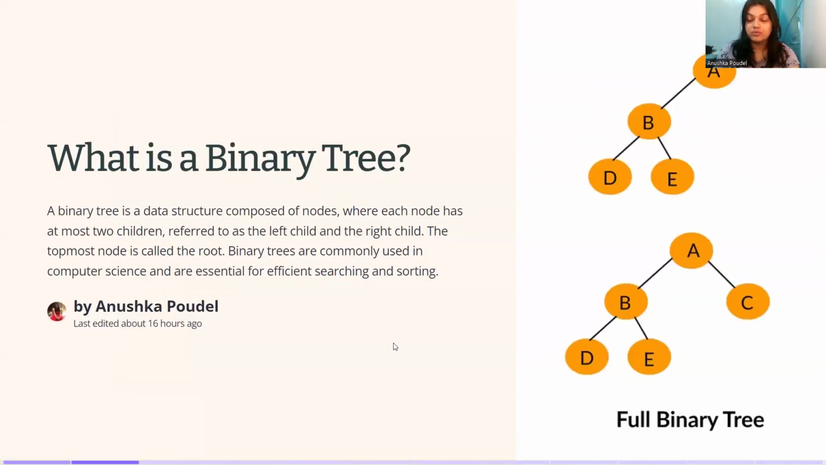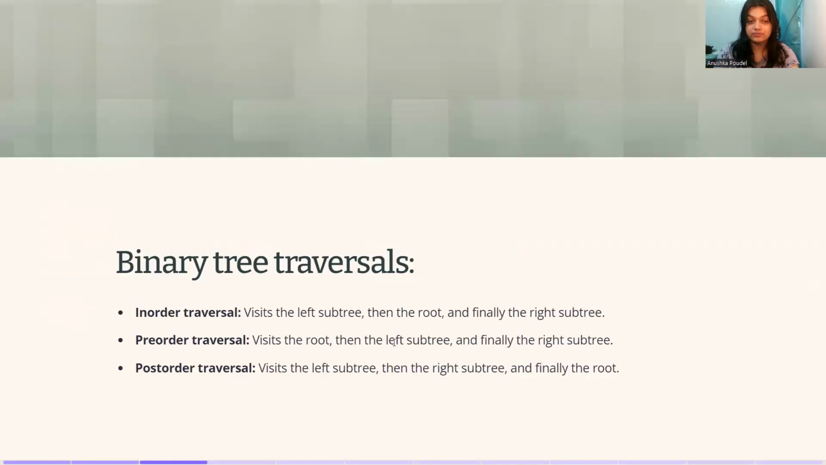Today we'll be discussing binary trees and graphs. What is a binary tree? A binary tree is a data structure composed of nodes. Each node has at most two children. Binary means two. So a tree with degree of at most two, that means two children at most, is called a binary tree. They are referred to as the left and the right child, and the topmost node is known as the root. Binary trees are commonly used in computer science, essentially for searching and sorting.